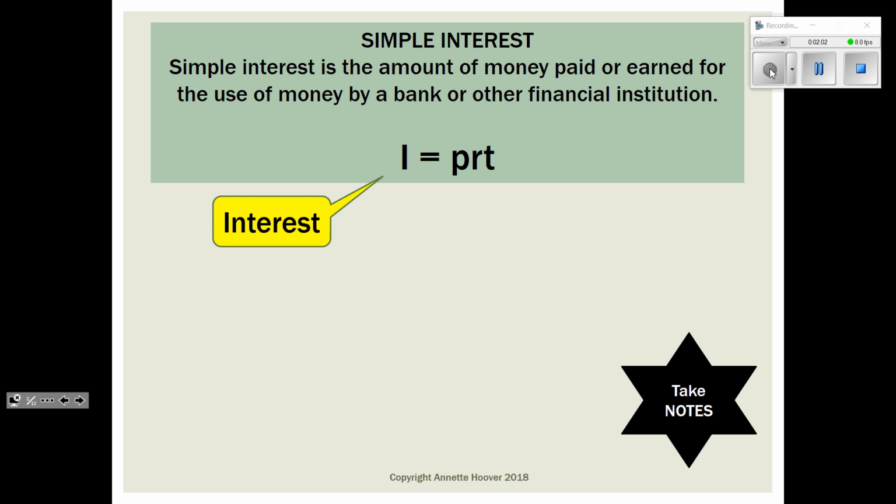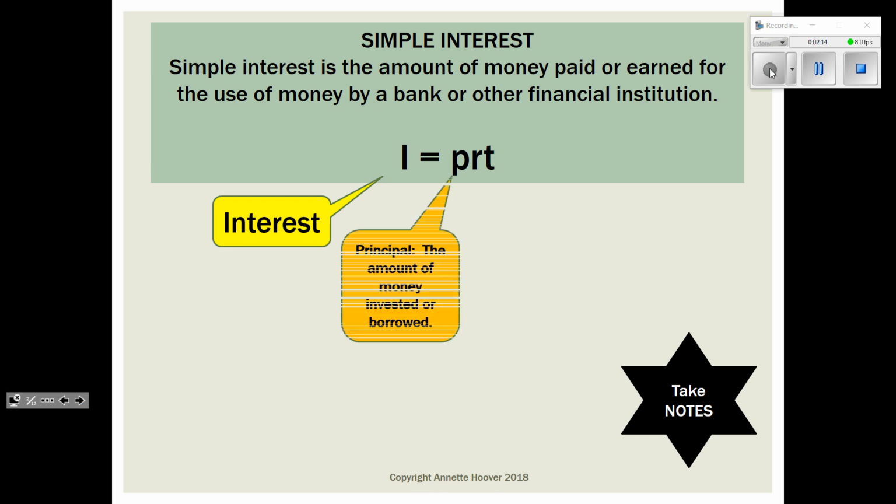So this is how much extra I'm paying the bank for that $5,000, or this is the amount I'm earning from the amount that I invested. It's the interest. The P stands for what's called the principal. This is the amount of money that I invested or the amount of money that I borrowed. If I'm borrowing $5,000 from the bank for a car, that's the principal. If I'm depositing $3,000 into an interest-bearing account, that's the principal. It's how much money is being invested or borrowed.